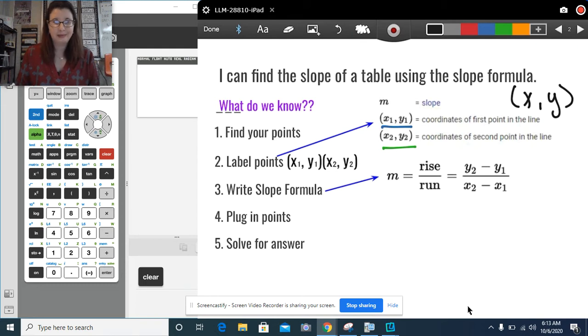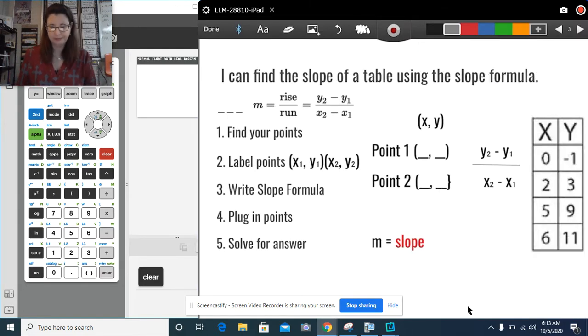The next thing I have to do is I want y'all to get in the habit of writing this formula, y2 minus y1 over x2 minus x1. And once I've written that formula, I'm going to take the points that I've identified and plug them into the formula and solve. So let's get right into it and practice.